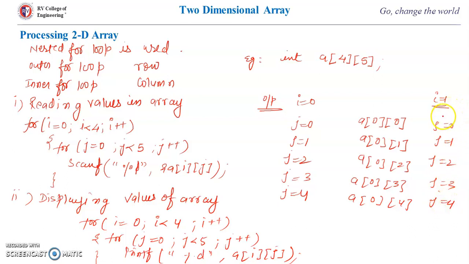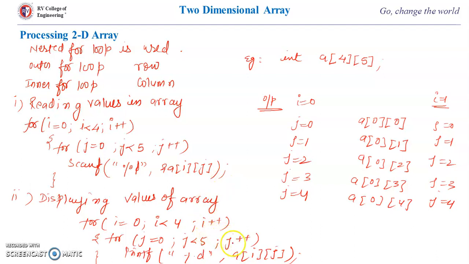So next time, which values will be taken from the user? 1 0, 1 1, 1 2, 1 3 and 1 4. And then when i value becomes 2, the values will be 2 0, 2 1, 2 2, 2 3, 2 4. When i value becomes 3, it will be 3 0, 3 1, 3 2, 3 3 and 3 4. So like that. All these values are the first row values, and when i is equal to 1, it means row 2 values will be taken from the user. When i value is 2, the row 3 values will be taken from the user. When i value is equal to 3, the row 4 values are taken from the user.